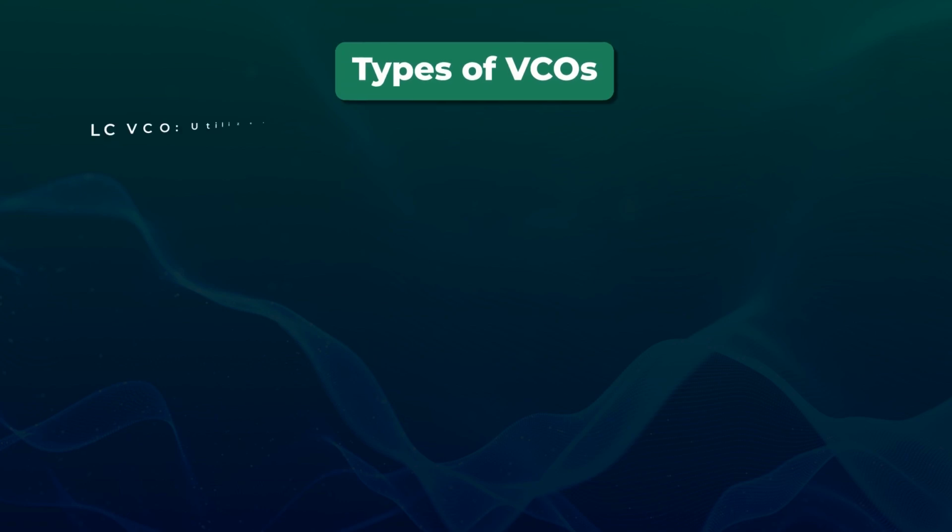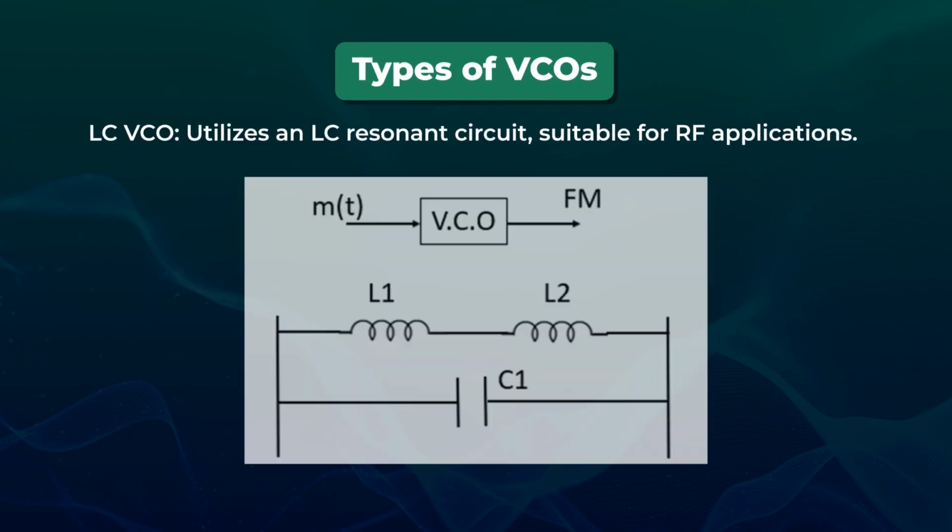Now, there are a few different types of VCOs available which can be used in direct frequency modulation generation, which include the LC VCO, utilizing an LC resonant circuit where the capacitor is varied using a varactor diode. LC VCOs are commonly used in RF applications due to their high frequency stability and low phase noise.